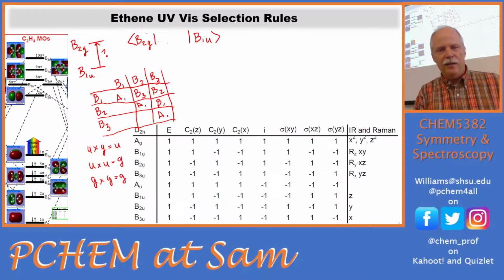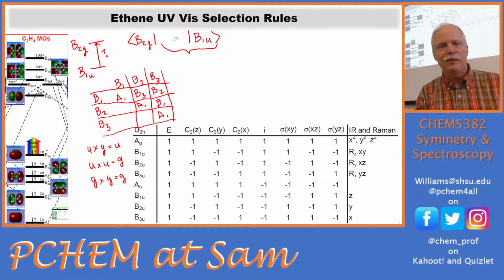And so what we need to do is we need B1 times something to produce a B2. So when we do this multiplication here, we need B1 times something that will give us a B2. Yeah, B1 times B3 will give us a B2. Okay? And we need a G here, we need a G here, because we need B2G times B2G to give us A1G.